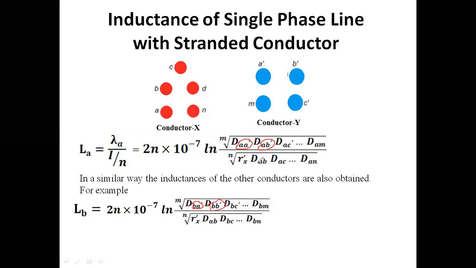Similarly, in the denominator part, it is DAB. It is also DAB, DAC. Now A will change, that becomes DBC up to DBM. So in similar fashion, you can write LB, LC, all of them up to LN.